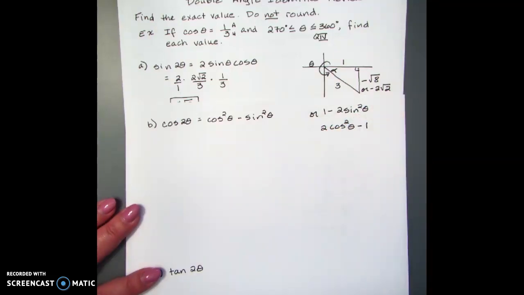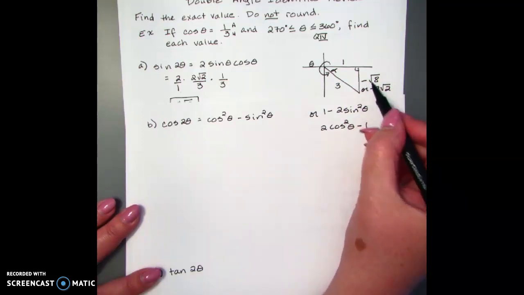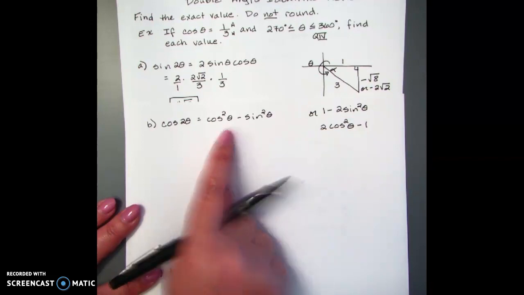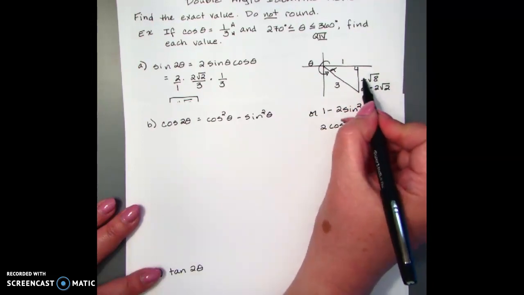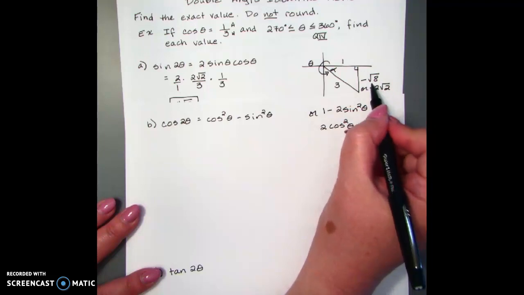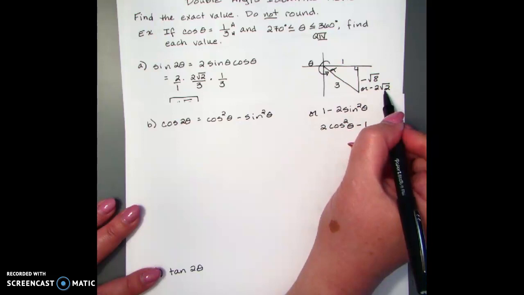Okay, so if you notice, sine squared, that's the one that's going to be having a radical in it. So if you were going to use the sine squared, which I'll go ahead and do, we're going to use the negative root 8 instead of the negative 2 root 2 because it's easier to square the square root of 8 than it is to square 2 root 2.